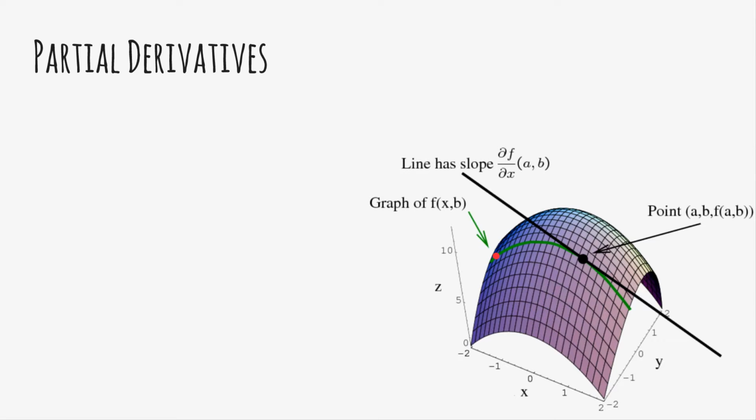Since this is just a 2D curve, we can take the standard derivative we're used to by treating y as a constant. When we do this, we get a partial derivative of f with respect to x. These curly d's just mean partial. It means that there are other variables which contribute to the changing of this function.